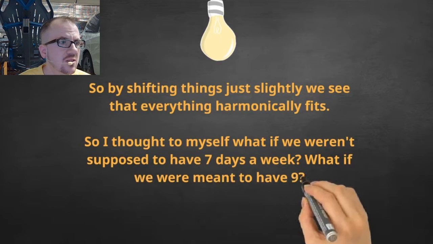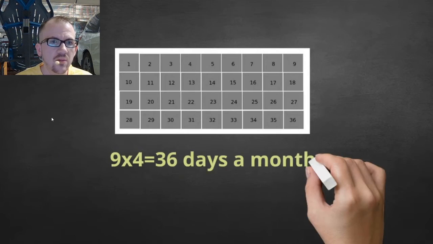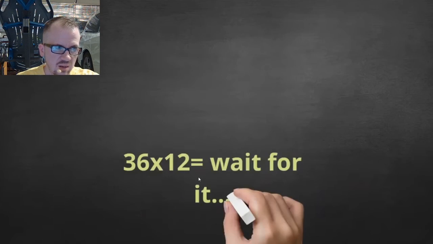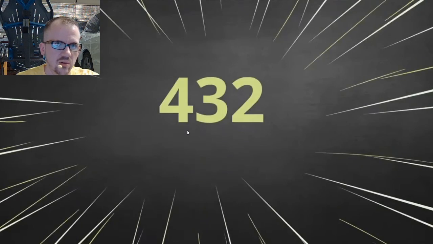So by shifting things just slightly, we can see that everything harmonically aligns, from music to space. So I thought to myself, as I was looking at all this information, what if we weren't supposed to have 7 days a week? What if we were supposed to have 9? And when I did that, I noticed that every single month then would have the exact same amount of days. They'd have 36. And 36 times 12 months, because you'd end up with 9 days, 4 weeks, is 36 days a month. 36 times 12 is 432.